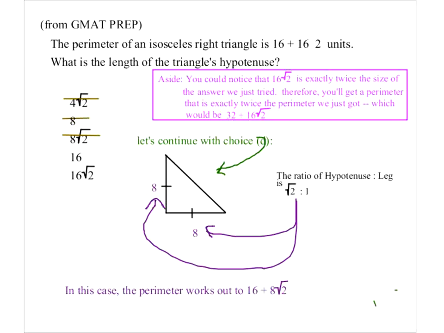Okay, if we put in choice D, then that gives us 16. That means these are no longer 8. These are now 8 square roots of 2. We've got to figure that out. This time we've got to do a little bit of math. We have to divide, because the ratio is still square root of 2 to 1. So we're going to have to divide by square root of 2 to figure out that side. So 16 divided by square root 2.